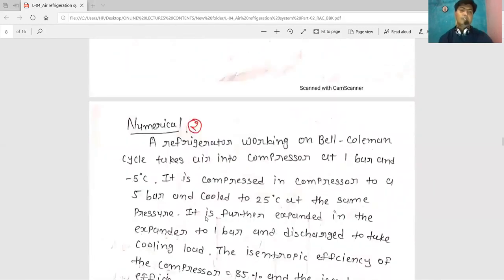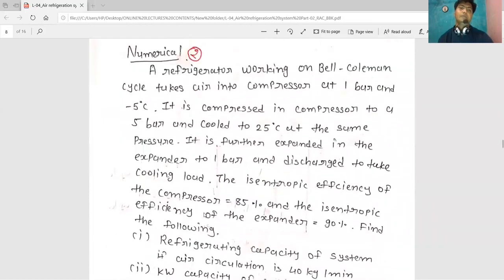Next, problem number 2. All the problems are different. Now the next problem: a refrigerator working on the Bell-Coleman cycle takes air into a compressor at 1.81 bar and minus 5 degrees, that means 268 Kelvin.